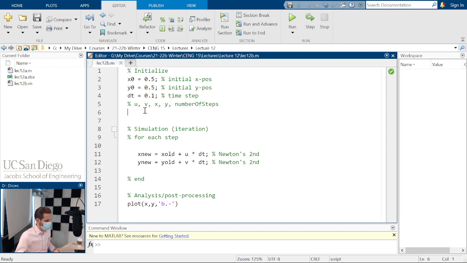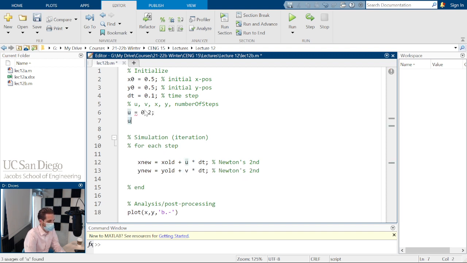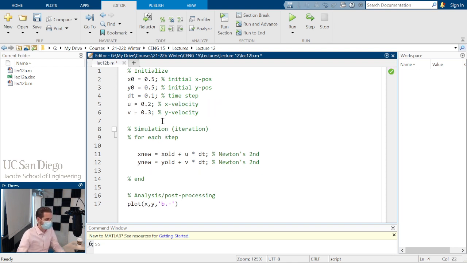Okay, so let's tackle the various parts. First of all, we don't know what u and v are. I didn't define what u and v are, but we know what they need to be in terms of their shape. They should just be a constant, right? Because we said there's no forces between these things, so they're just going to be constants. I'm going to start off with fairly small values of about 0.2 and 0.3. So this is our y velocity, or y speed, if you want to call it that, and x velocity. I'm also going to pick them to be different, just so that I can see when the plot is done whether or not I'm using the velocities correctly.